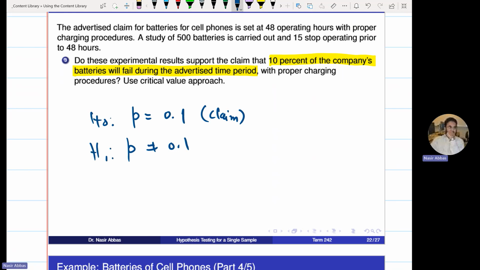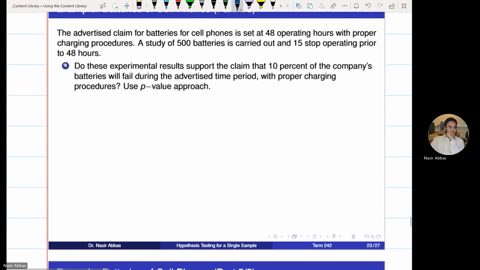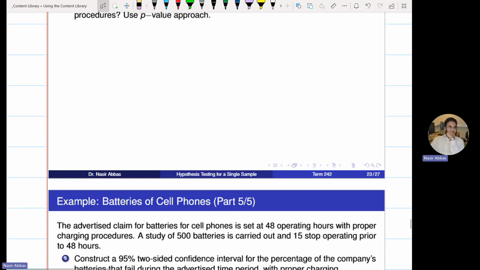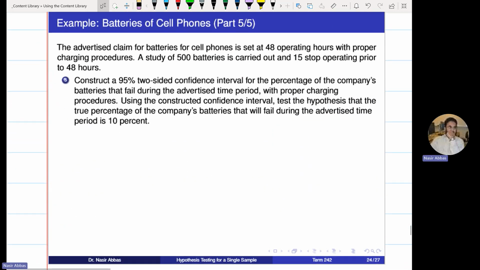And you find the value of Z. Then from the last slide, you see what the expression for the critical region is, get the critical value, make a decision, and so on. This is the same question asking you to test the same thing using which approach? The p-value approach. This is the same question asking you to test the same hypothesis using which approach?